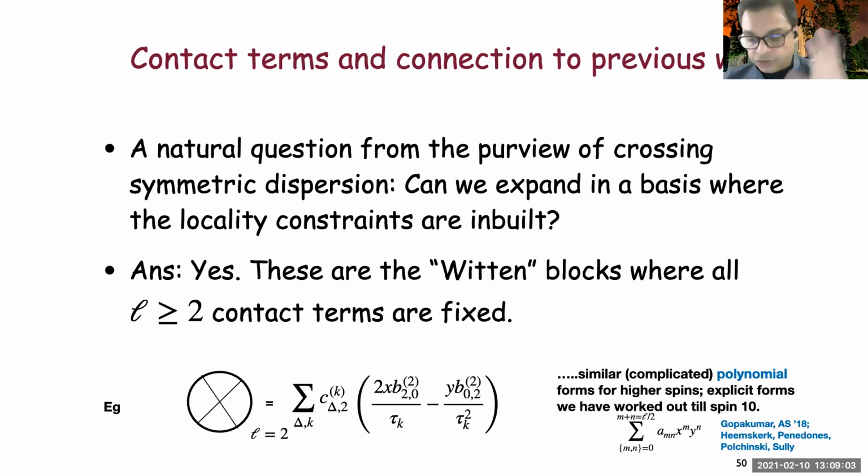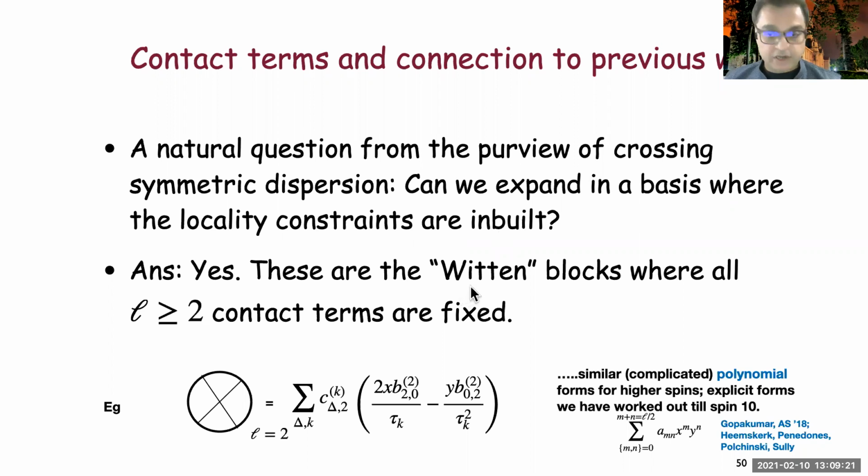So where does this original picture fit in? There was this original thing that I said, that there is going to be exchange Witten diagrams plus contact diagrams. Where does all this fit in? The question is, in the purview of the crossing symmetric dispersion, can we expand in a basis where the locality constraints are inbuilt? And the answer is yes. And these are what are the Witten blocks.